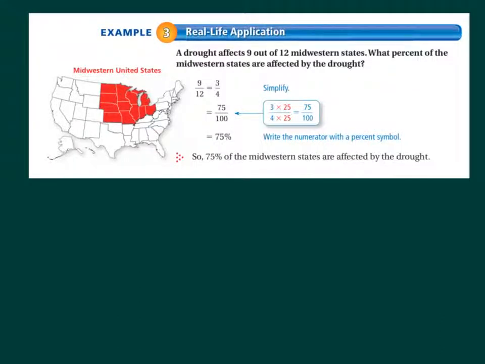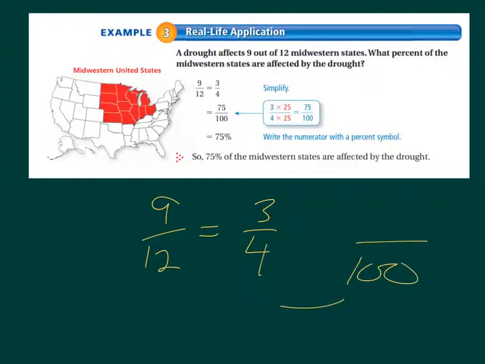This last one is a real-life application. It says a drought affects 9 of the 12 Midwestern states. What percent of the Midwestern states are affected by the drought? So we have 9 over 12, and we can reduce that to 3 over 4. Now, to figure out the percent, after we reduce this, we again want to get our denominator to be 100. I know I take that times 25. I take the top times 25 as well. And I get 75 over 100, so 75% of the states in the Midwest were affected by the drought.